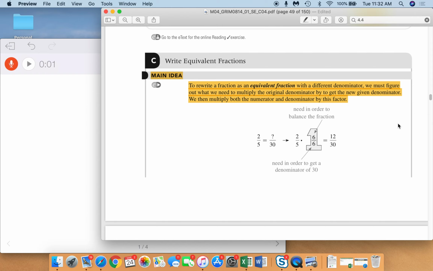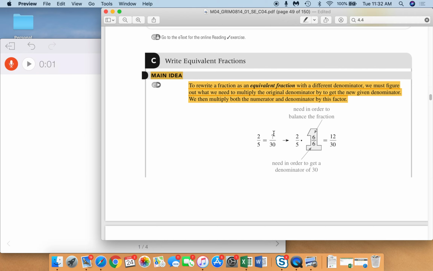So in this example, we have 2/5, and we want to know what an equivalent fraction would be if the denominator was 30. So we need to look at this and say, okay, what do I need to multiply 5 by to get 30? Well, I know that 30 divided by 5 is 6, so that means I need to multiply this 2 by 6 also. So 2 over 5 times 6 over 6 equals 12 over 30.